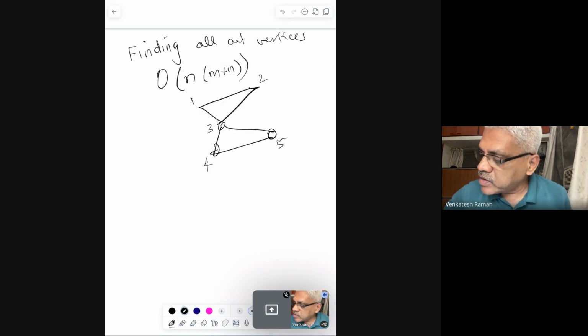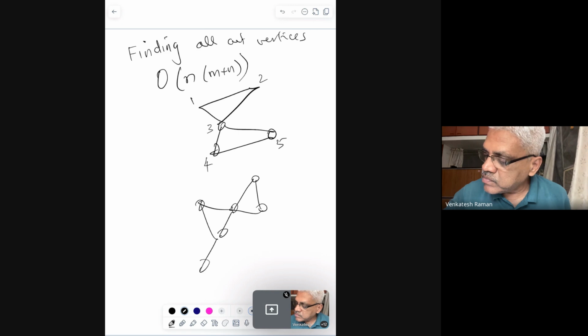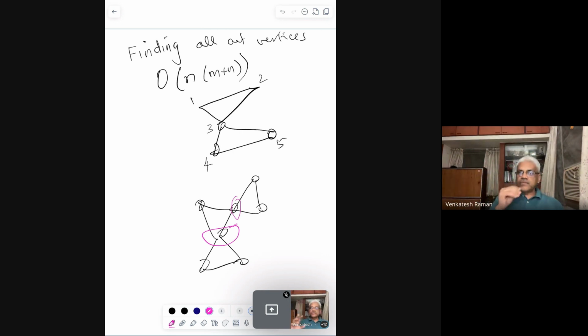I can talk about, and if you look at this, this will be a cut vertex, because if you remove this, the graph breaks. This will be a cut vertex and so on. So your job is to find all cut vertices in the graph. And I'm giving you a time which is n times m plus n. So how do you define that?